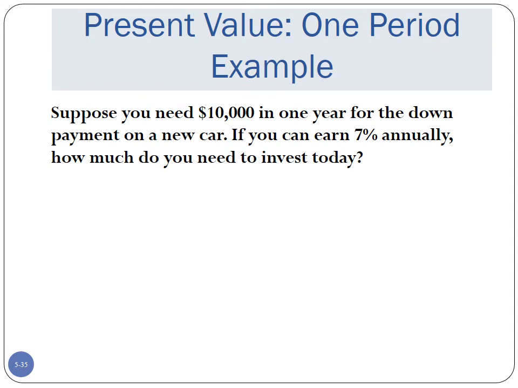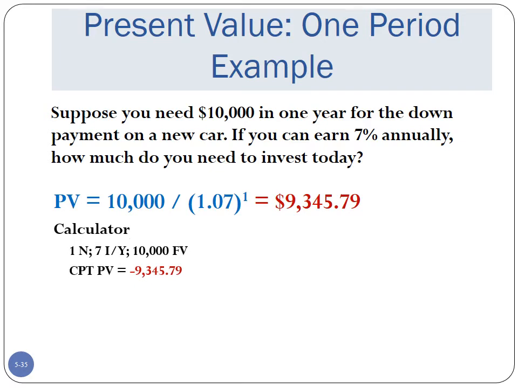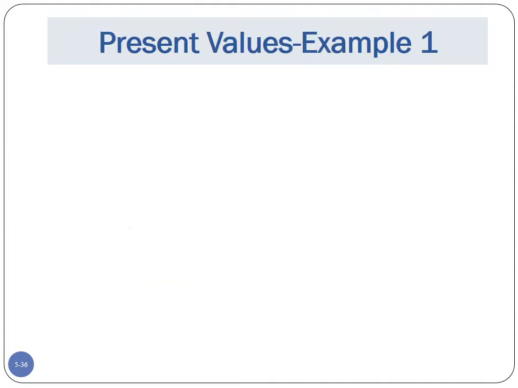So let's take a look at an example. Suppose you need $10,000 in 1 year for the down payment on a new car. If you can earn 7% annually, how much do you need to invest today? So this is a present value question. Let me use our present value equation to come up with the figure of $9,345.79 at 7% annual interest. You can just ignore these calculator functions because we're not using a calculator for the class. We're just doing it longhand with the equations to become familiar with the concept.